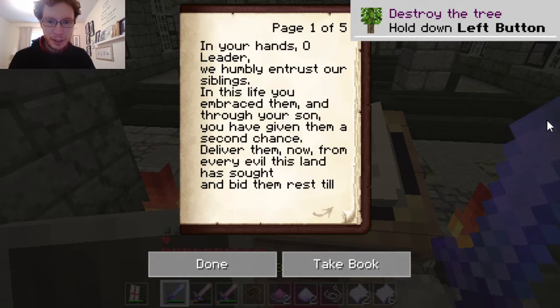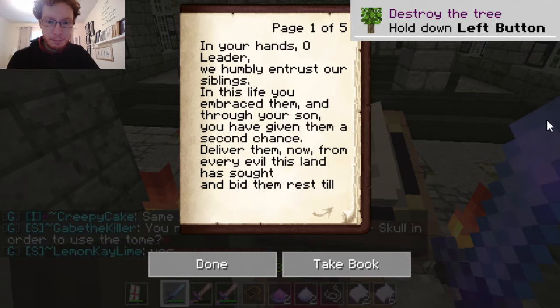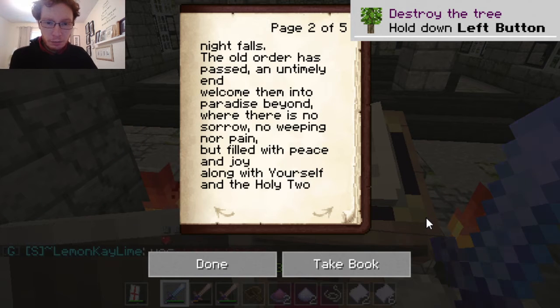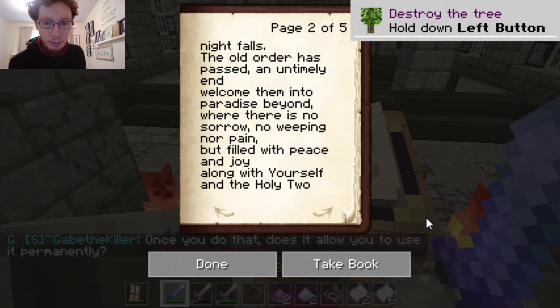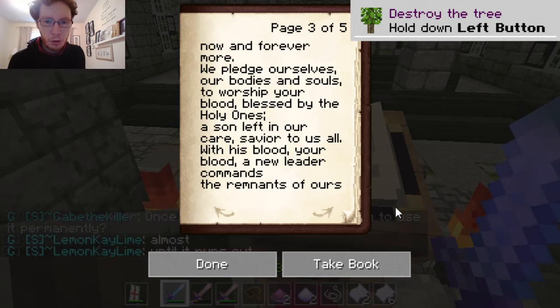In your hands, O leader, we humbly entrust our siblings. In this life you embraced them, and through your son you gave them a second chance. Deliver them now from every evil this land has sought, and bid them rest till night falls. The old order has passed an untimely end. Welcome them into paradise beyond, where there is no sorrow, no weeping, nor pain, but filled with peace and joy, along with yourself and the holy two, now and forevermore.